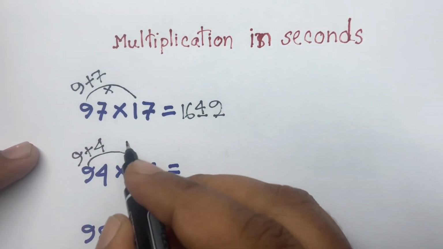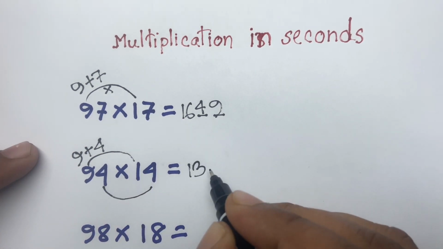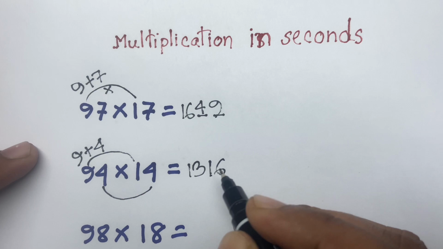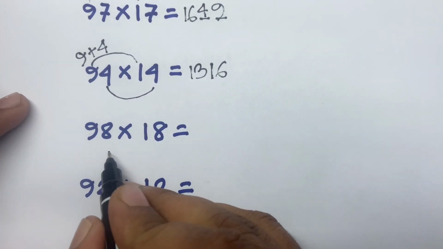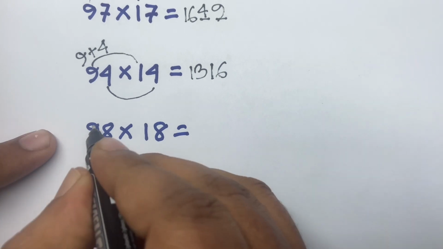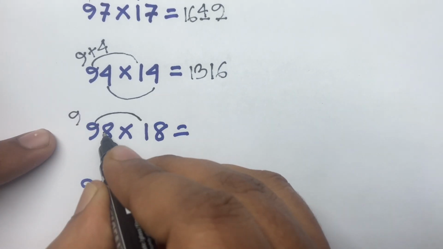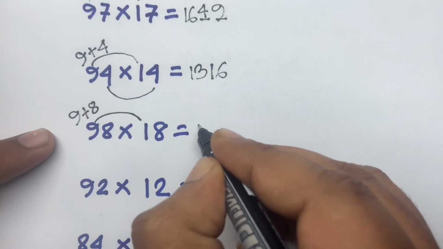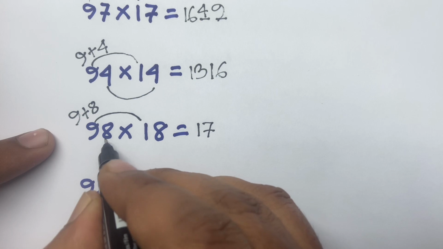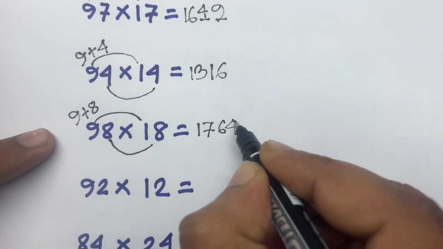Again, I can see easily 9 times 1 equals 9, plus 4. So 9 plus 4 is equal to 13, and we know that 4 times 4 is equal to 16. This is the answer. Again, I can say here is 98 times 18. So 9 times 1 equals 9, and here is 8. So plus 8, we know that 9 plus 8 equals 17, and here is 8 and 8. 8 times 8 equals 64. This is the answer.